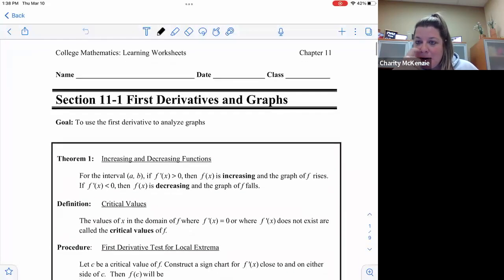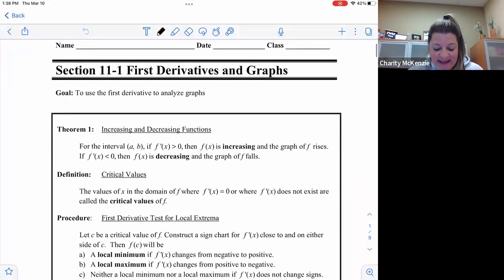So let's look at what the notes say here. They say increasing and decreasing. So it's saying for the interval A to B, whatever that is, maybe it's 1 to 10, the derivative is greater than 0 when it's increasing. It's less than 0 for the derivative when it's decreasing.